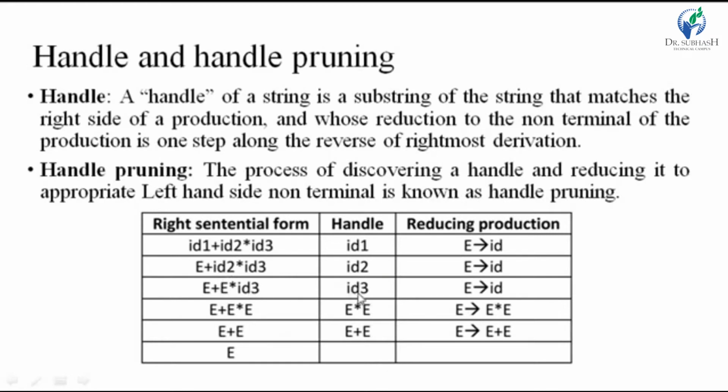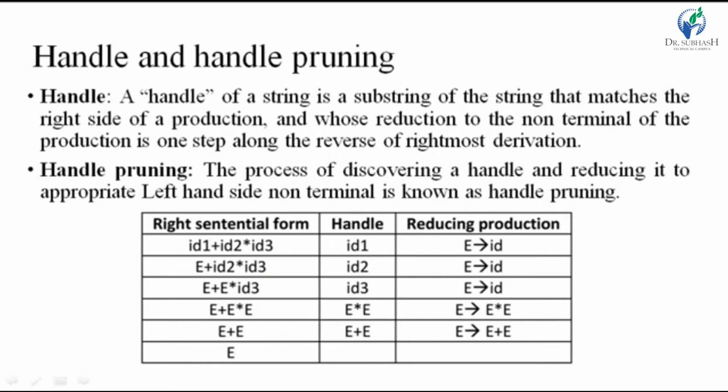Next handle is id3 and E gives id, so this id3 is replaced by E. Now the next handle is E star E, E gives E star E, so this E star E is reduced to E. Next handle is E plus E, E gives E plus E, and this E plus E is replaced by E.